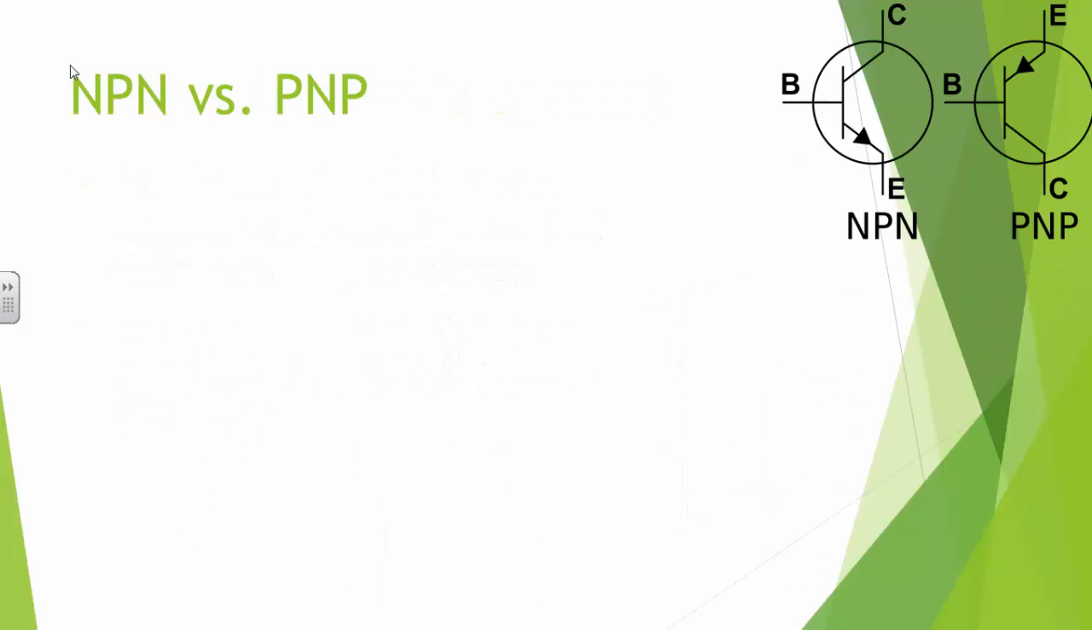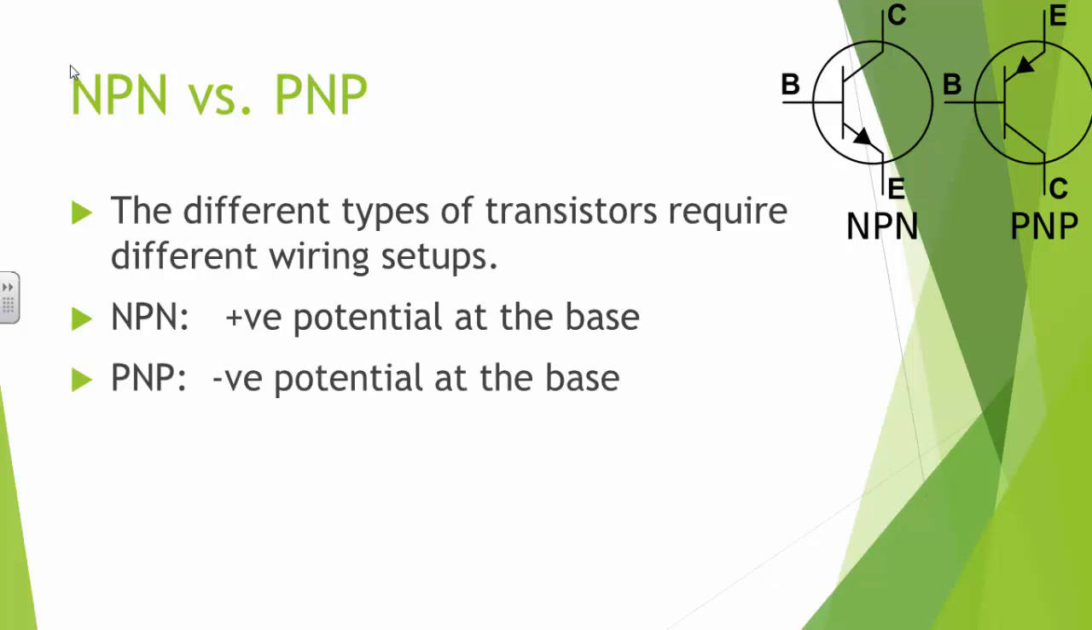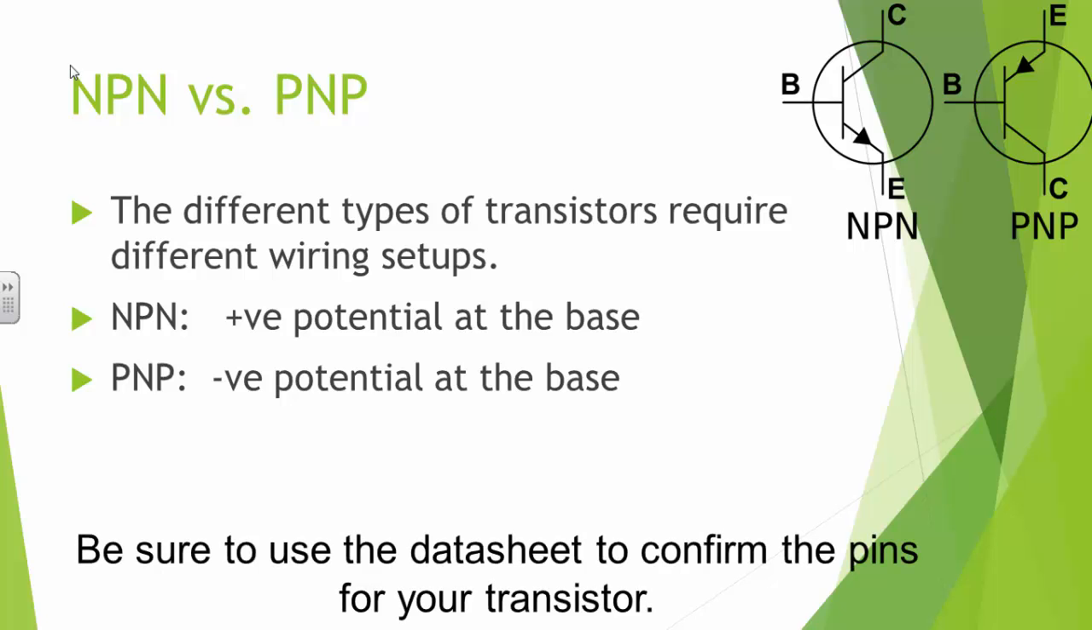Now we have to pay attention when we have our transistors in place. We have to pay attention to which kind we have. If we have an NPN transistor, the wiring requirements are different than for a PNP transistor. For NPN, we apply a positive potential at the base in order to send its resistance low. For PNP, it's the other way around. We apply a negative potential at the base. Other than that, the operation is pretty much the same. We still need to control current in the same way.